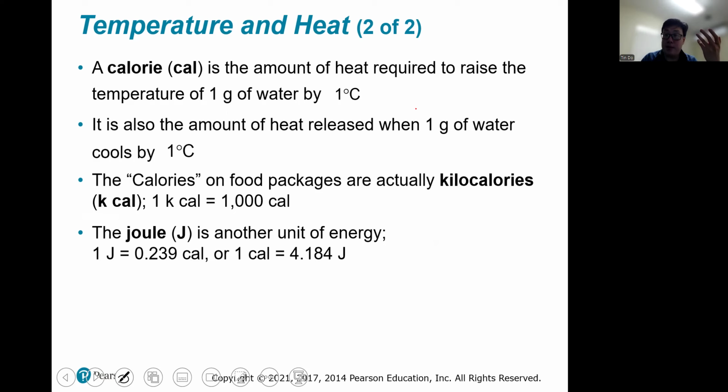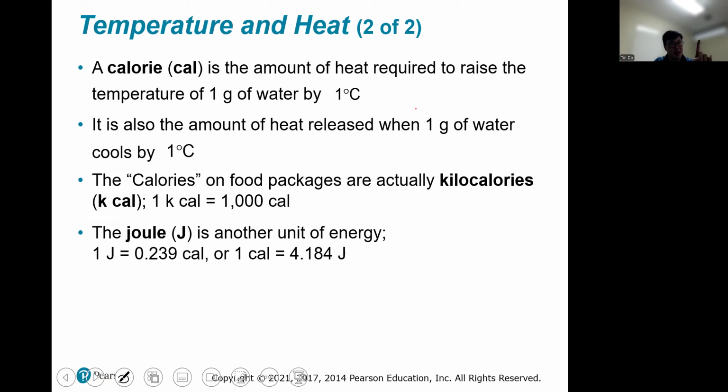Now, for our case, when we're talking about heat, we're not going to talk about joules. Yes, we can, but that's mainly chemistry and biochemistry. For our sake, we generally talk about calories. Now a calorie is essentially how much energy you need to raise 1 gram of water by 1 degree Celsius.